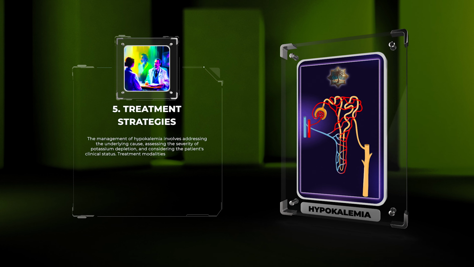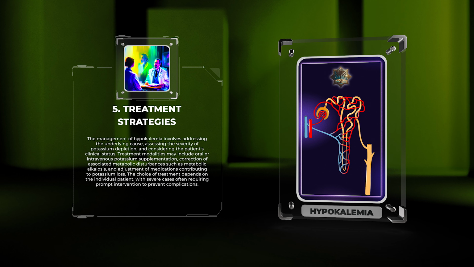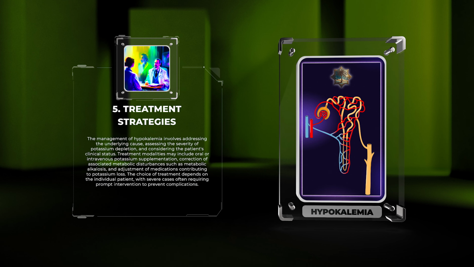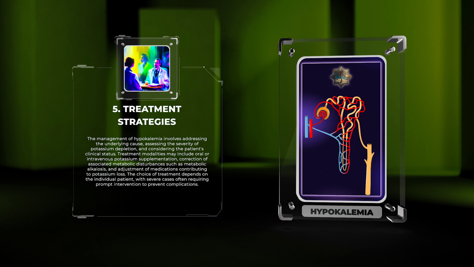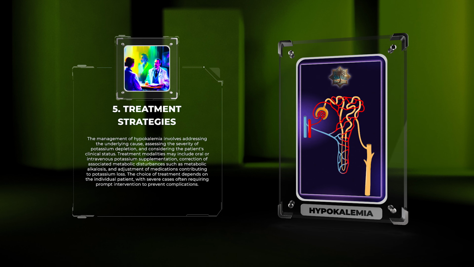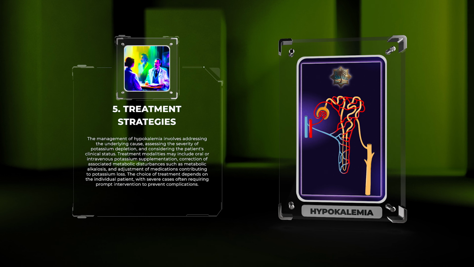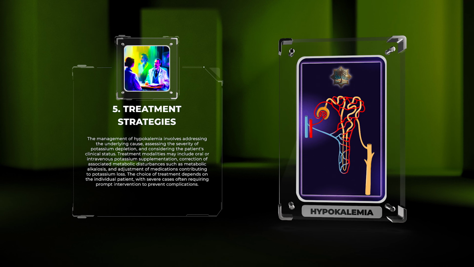The management of hypokalemia involves addressing the underlying cause, assessing the severity of potassium depletion, and considering the patient's clinical status. Treatment modalities may include oral or intravenous potassium supplementation, correction of associated metabolic disturbances such as metabolic alkalosis, and adjustment of medications contributing to potassium loss. The choice of treatment depends on the individual patient, with severe cases often requiring prompt intervention to prevent complications.